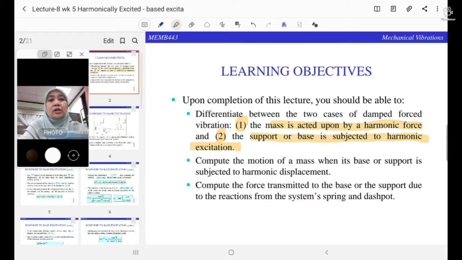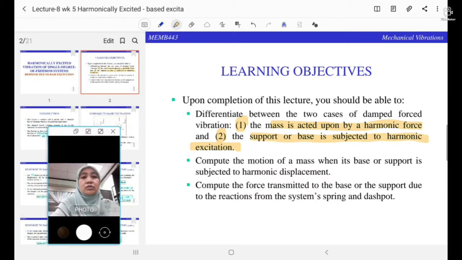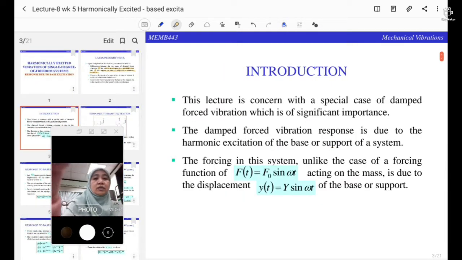Before we look at that, it is good to see that we are using the same kind of input to the system, which is harmonically excited, either in the form of a sine function or a cosine function. The displacement we designate in terms of y. The output is x, the input is y. So y is, in this case, y sine ωt. So the input is also in the form of a harmonically excited function.